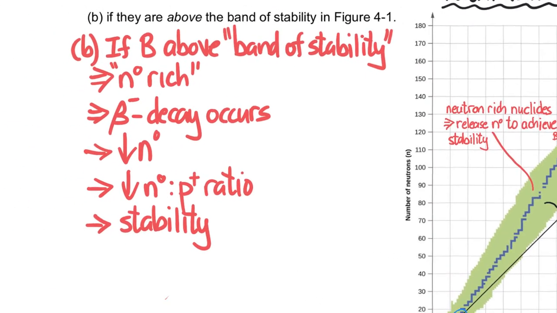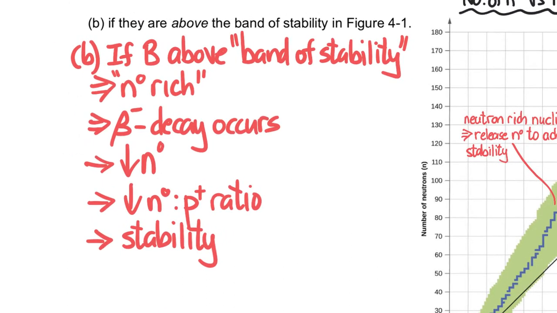So if we look at answering this, if B is above the band of stability, which implies then it's in a neutron-rich environment, then beta minus decay occurs, which decreases the number of neutrons in the nucleus, which leads to a decrease in the neutron-proton ratio in the nucleus, which leads to stability in the nucleus.